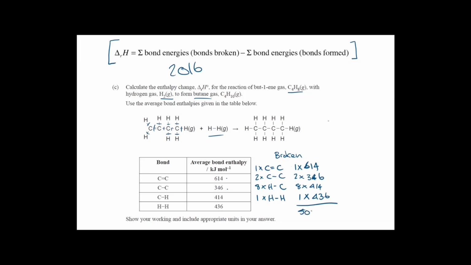So 5,054 kilojoules to break it up. Okay, now let's work out what it's going to take to reform those bonds. So that's broken, and these are the bonds formed. There are 1, 2, 3 carbon-carbon singles. So 3 carbon-carbon, and carbon-carbons are 346 a pop.